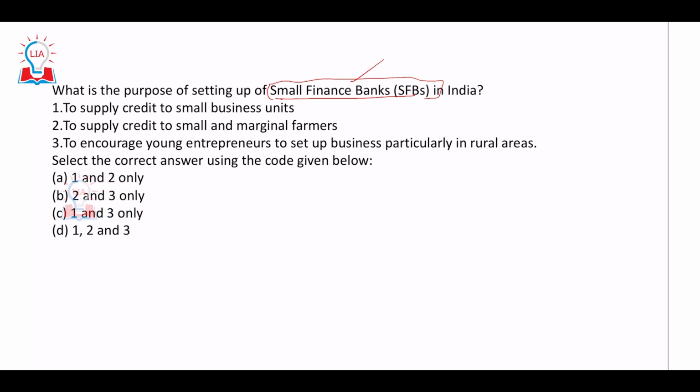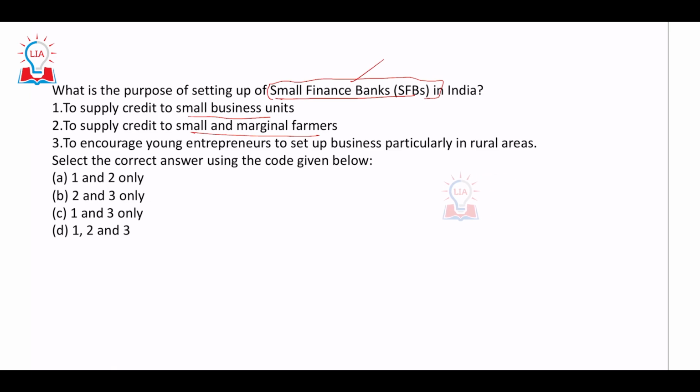So what was the purpose of setting up these small finance banks? They were set up back then, right? In 2016-17. So what was the purpose is what is being asked. To supply credit to small business units, yes, absolutely, that is right. Second, to supply credit to small and marginal farmers. Yes, that is also absolutely right. So that is the stated objective, in fact.